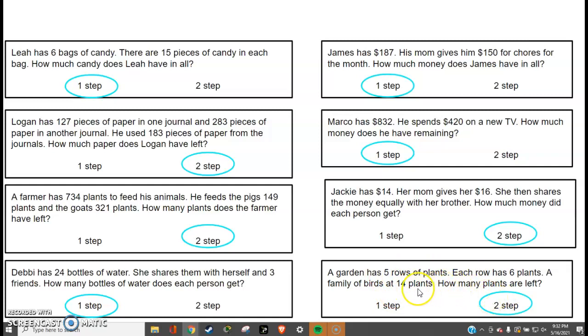So what we're going to do next is we're going to create the strip diagram and the equation. So for the rest of this week, I am actually going to model all of the two-step problems and you are going to be in charge of the one-step problems. So let's go ahead and get started.